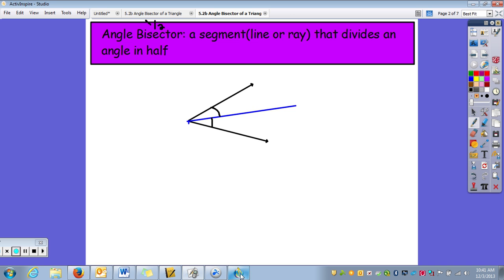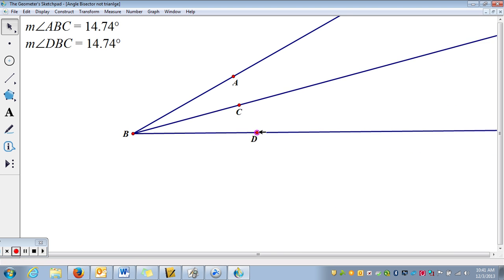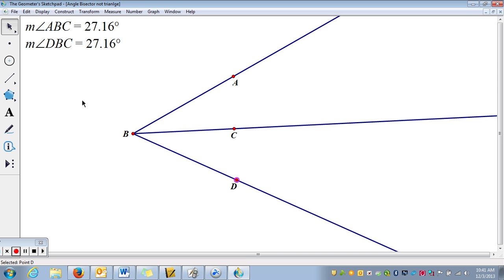So knowing that, let me show you something here. I have created an angle bisector, and you can tell angle BCA, this angle right here, is congruent to angle CBD. So when I move them, they stayed the same. Well, because of that, there's some important theorems that can happen.